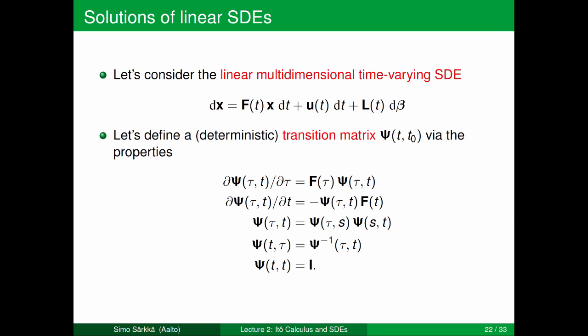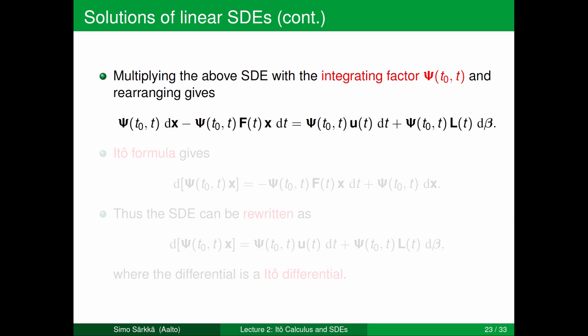Then let's define a deterministic transition matrix Psi(t0, t) by the properties given below. So this is actually the classic deterministic definition of the transition matrix of a linear differential equation. Then we can proceed in a similar way as we would for a deterministic differential equation.